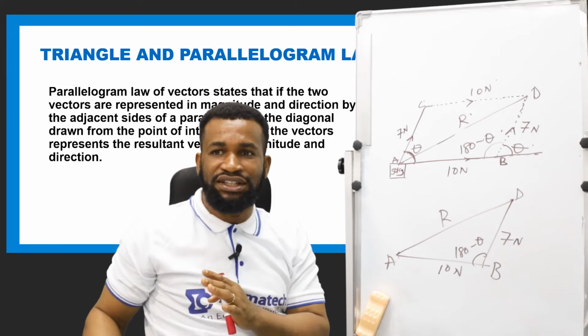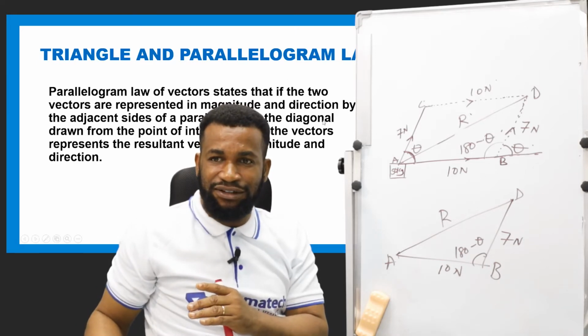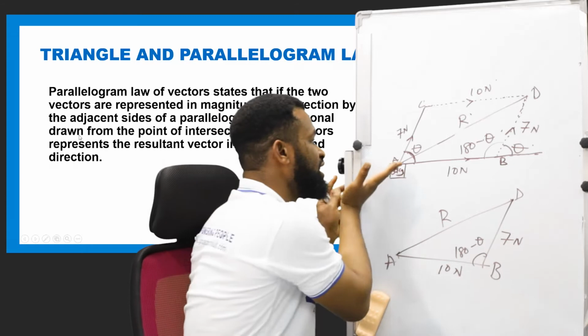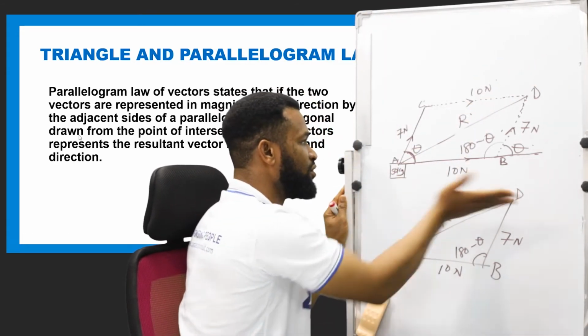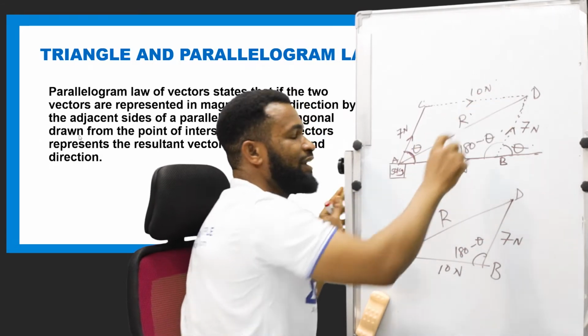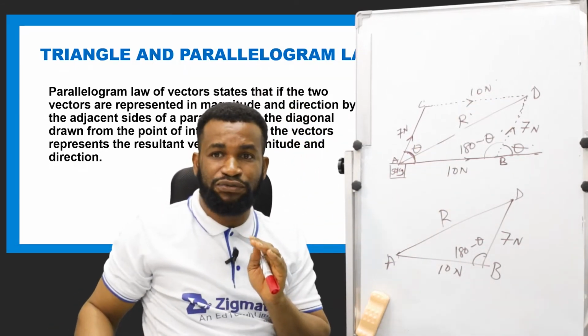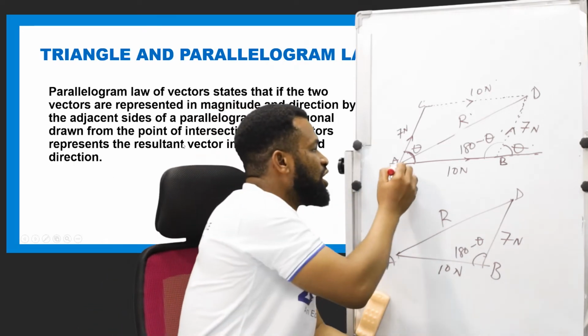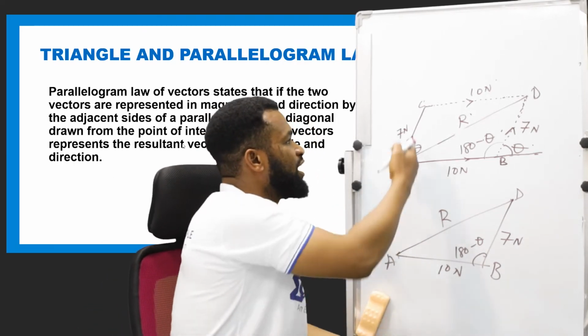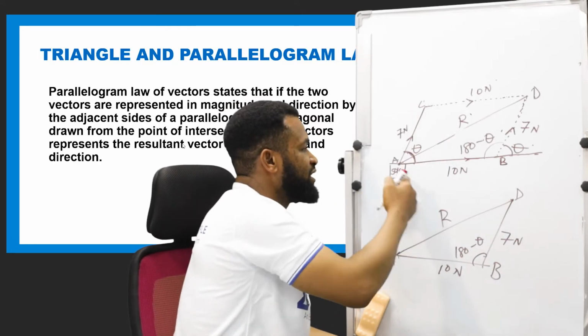Now, what is the diagonal? Look at this. The diagonal is a transversal line, which is neither vertical nor horizontal. It's a diagonal. That is this line. So the diagonal is drawn from the point of intersection. Where is the point of intersection? The origin, at this point A, is where vector 7 and vector 10 intersect.